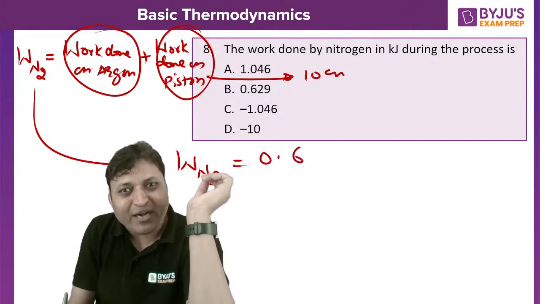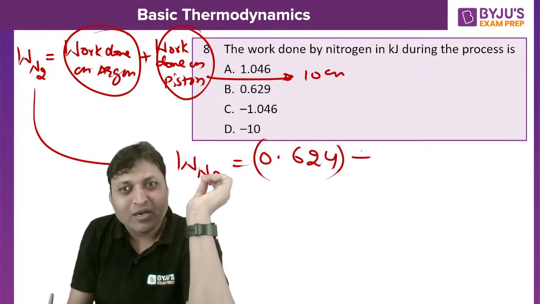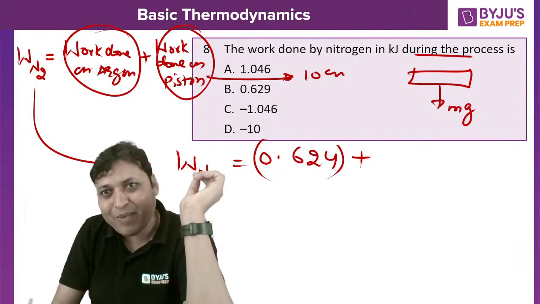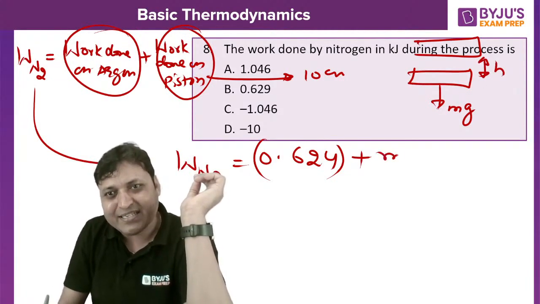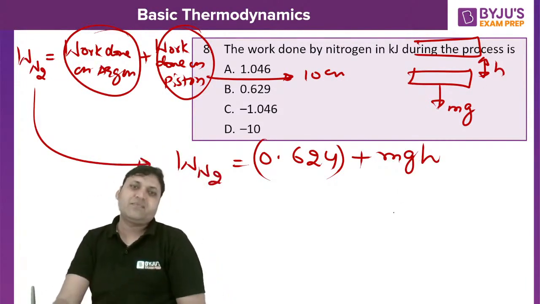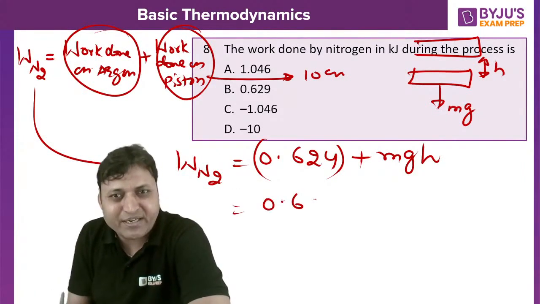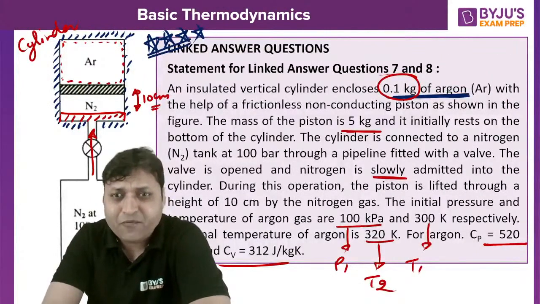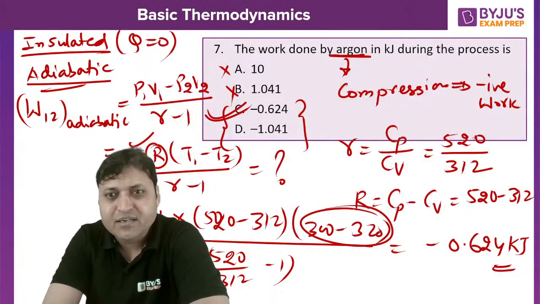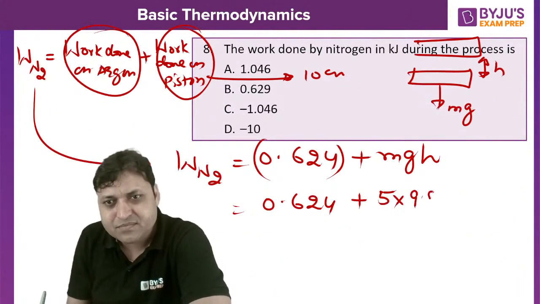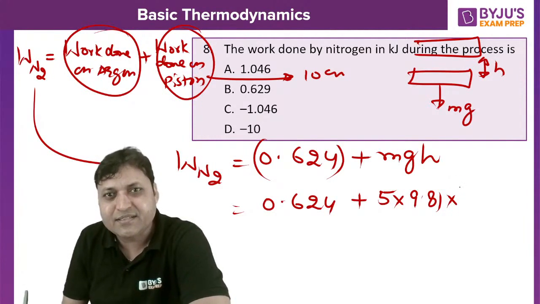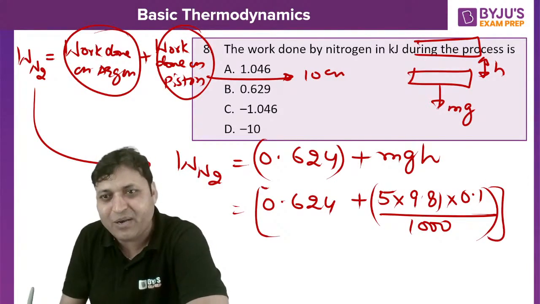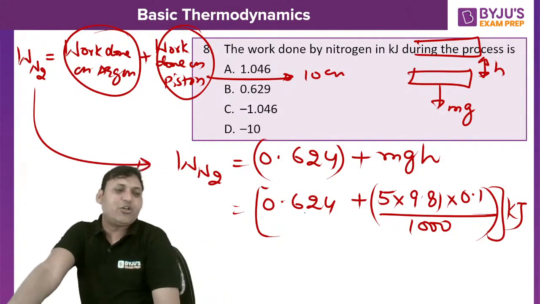So one is 0.624 kilojoule, plus the weight of the piston, that is M into G, and the height by which it is rising is H. So we can say M into G into H. This will be the work done by the nitrogen. 0.624 plus, the mass of the piston is 5 kg, into G, that is 9.81, into H, that is 0.1, divided by 1000 because we want it in kilojoule. That will be the answer of work done by nitrogen.